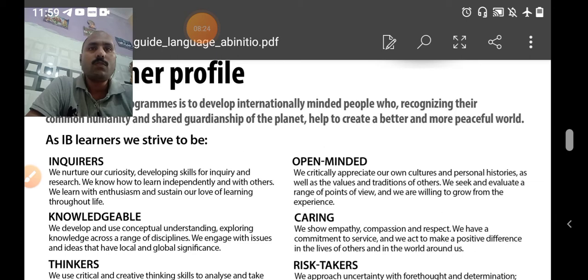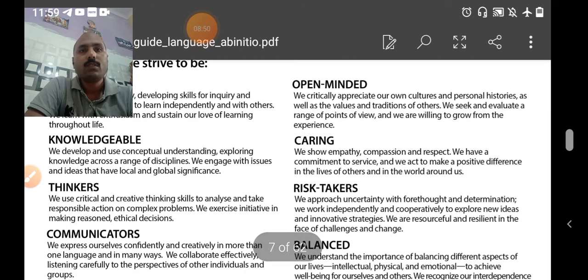Knowledgeable. To get the broader concept, students or learners should be knowledgeable, so they have a better understanding and exploring capacity on particular topics, and with that they can understand the local and the global significance. Now thinkers. As thinkers, they will develop critical and creative thinking skills, and it will help them resolve complex problems in their future life.